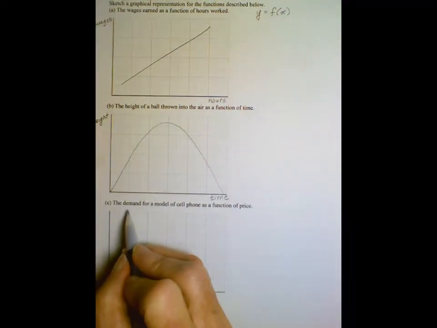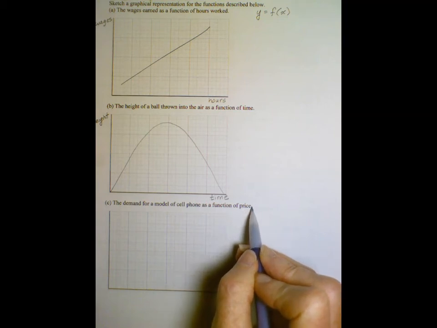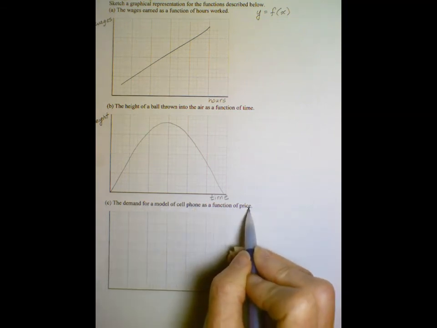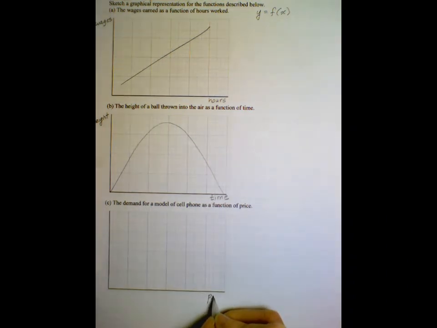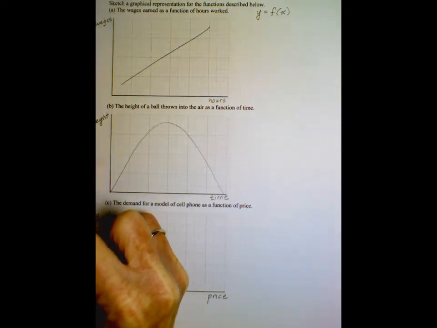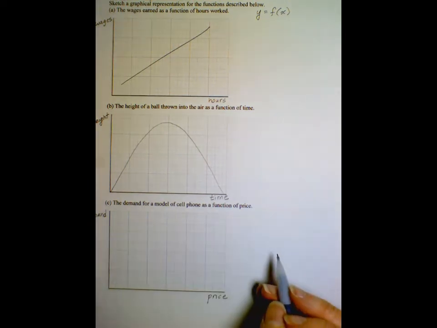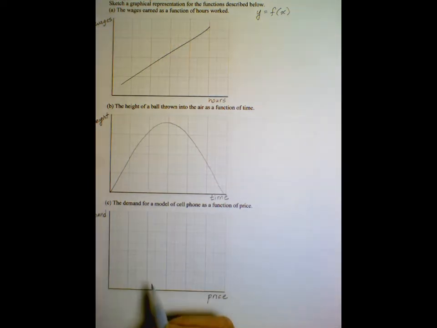And finally, the demand for a model of cell phone as a function of price, okay? Demand, function of price. Y is a function of x. So price and demand. Now, we've talked about an example like this before. It's decreasing, right? We talked about that.